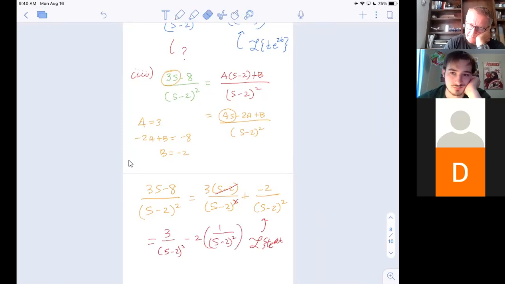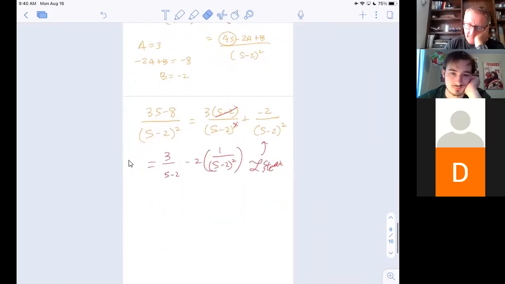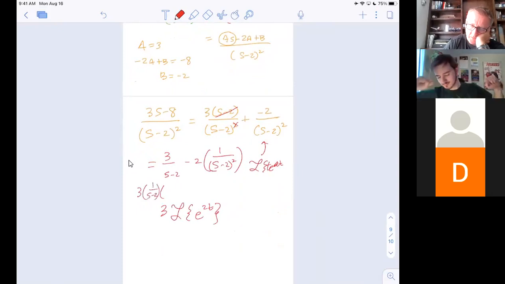Isn't that first one 3 over s minus 2? Yeah, it is. I just noticed that myself. That canceled. And so isn't this just 3 times the Laplace transform of e to the 2t? Isn't that what 1 over s minus 2 is? I'm going too fast there. Yeah, that makes sense. In other words, as a middleman, this would really be 3 times 1 over s minus 2. And remember, it had to be a 1 on top.